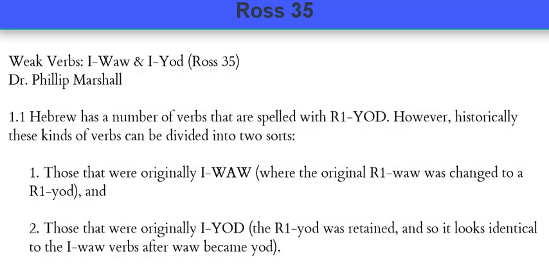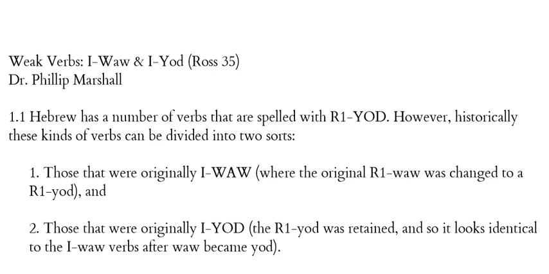In Ross chapter 35, we're dealing with another set of weak verbs known as the One-Vav and One-Yod weak verbs. Hebrew has a number of verbs that are spelled with root One-Yod. However, historically, these verbs can be divided into two sorts. Those that are originally One-Vav, that is, the original root One-Vav was changed to a root One-Yod, and so when we see it in Hebrew today, and in the Bible, it actually is spelled with a yod in root one position. So a verb like yashav would be an example of that.